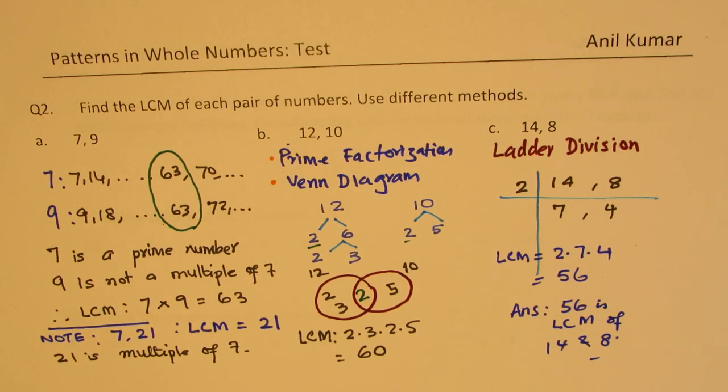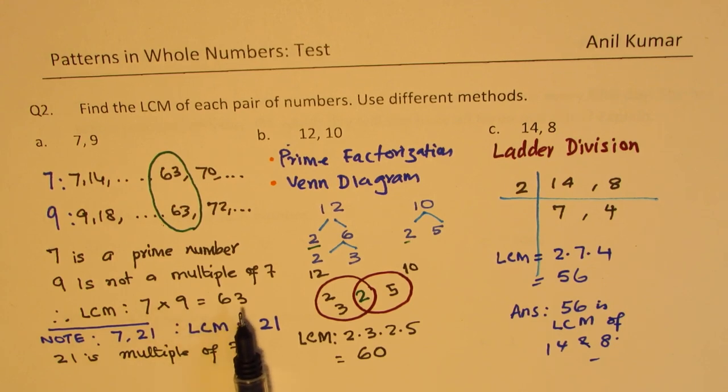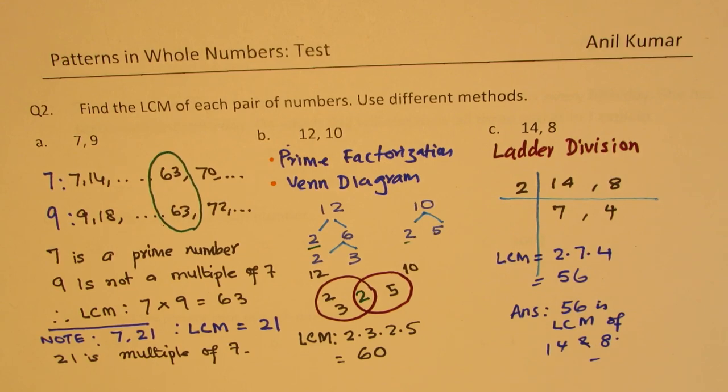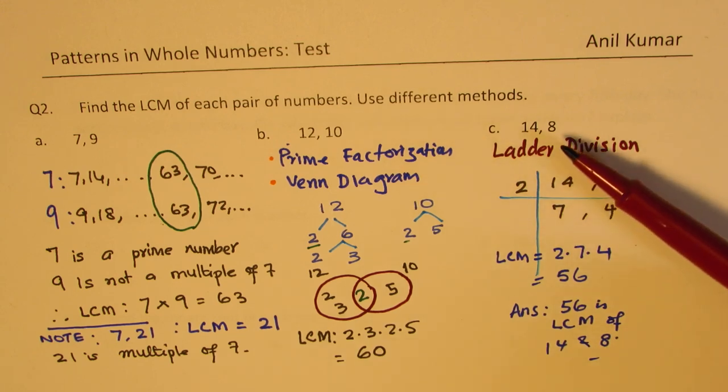This was a special case where one of the numbers was a prime number, and therefore we arrived at the result very fast just by multiplying the two numbers. Note that the second number was not a multiple, and therefore we had a very big number. If the second number is a multiple, as in the example 7 and 21, then the multiple is right there before you, so the lowest common multiple is the other number. Then you learned the technique of prime factorization combined with Venn diagrams to find the LCM. Here, you can also write down the greatest common factor, which was 2, common to both. And then we learned ladder division, which is an excellent method, especially when you have many big numbers.